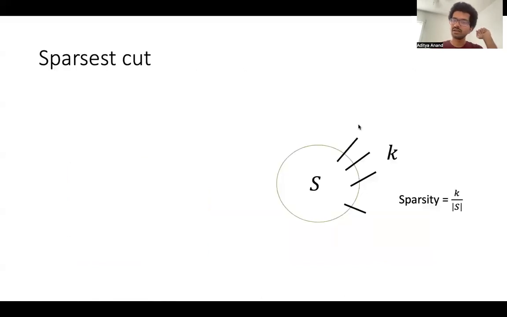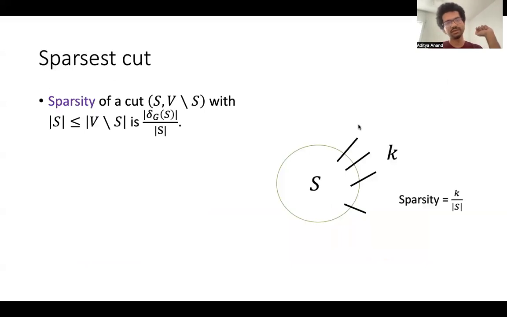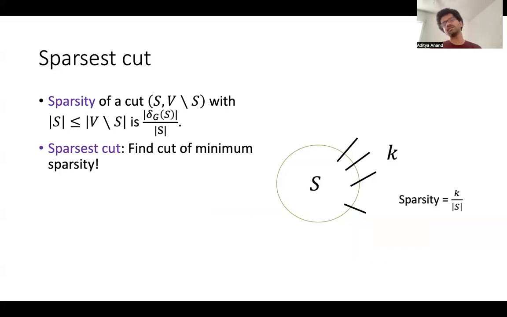So let's get started. First, let me define the sparsest cut problem. Given a cut in a graph, the sparsity of the cut is the number of edges cut divided by the number of vertices on the smaller side. So in this case, the sparsity of this cut is k divided by the number of vertices on the smaller side, so k divided by size of S. The sparsest cut problem asks to find a cut with minimum sparsity. The idea of this ratio objective is to model the fact that we want to cut very few edges while disconnecting a significant part of the graph.